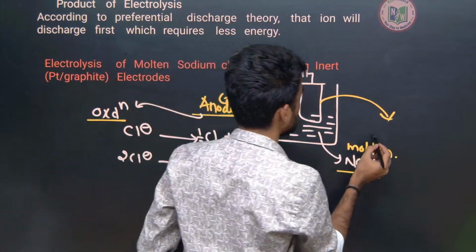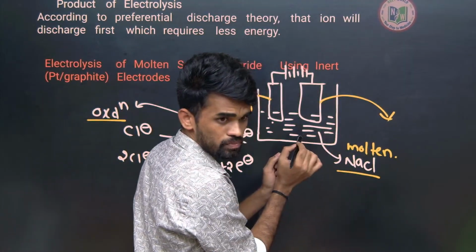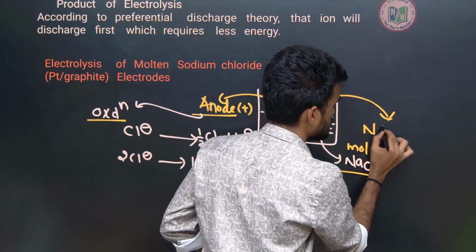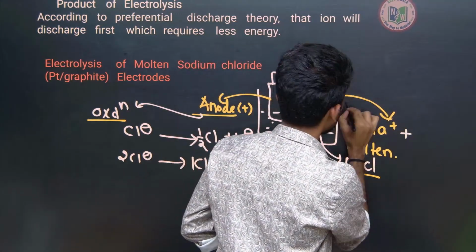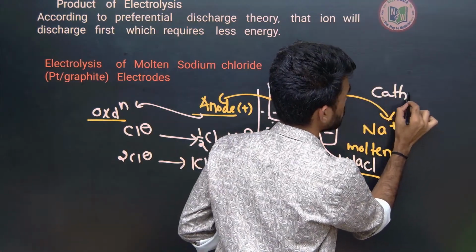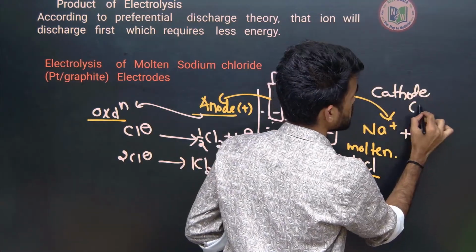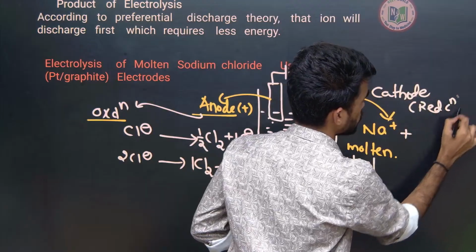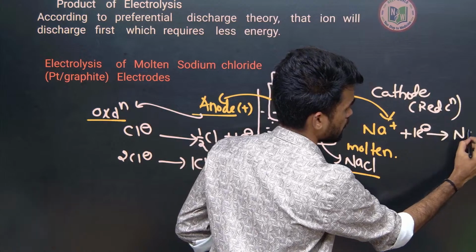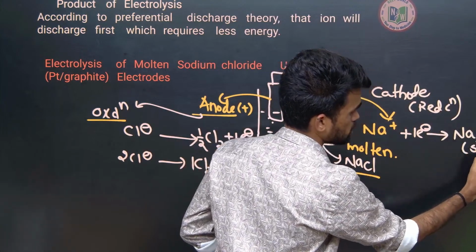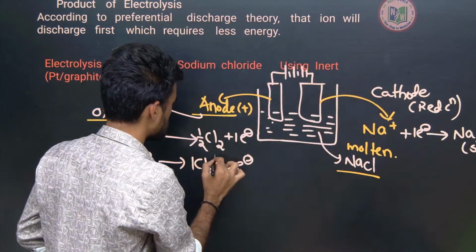So what is the cation here we have? So take Na+. Okay. So at the cathode what happens? Reduction. For reduction of this we require one electron, so that it becomes Na. Okay. So solid is deposited here, and chlorine gas is liberated at the anode.